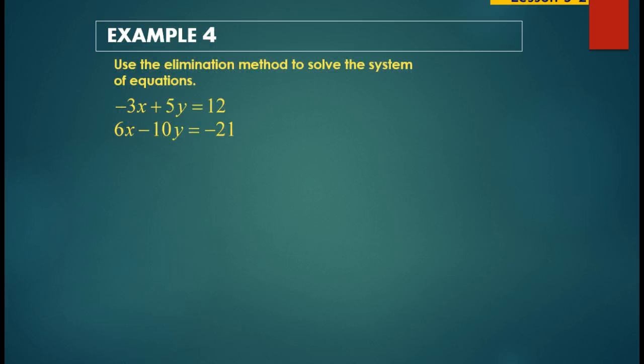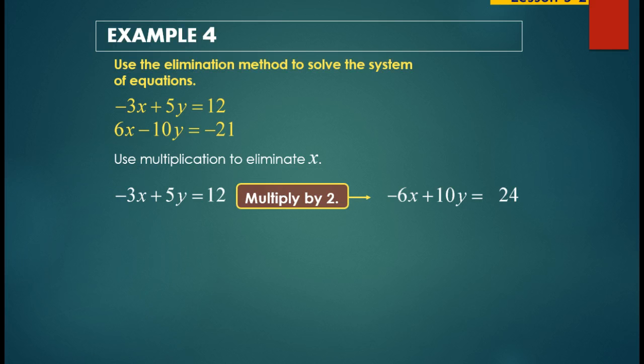Alright, I'm going to run through one more of those because I want to show you sometimes we get kind of a funny answer. Let's compare these two. We got a -3 and a 6, and a 5 and a -10. So we have to decide, are we going to multiply through here or through here? Well, let's look. If I multiply the first equation by 2, you will notice that I get -6x plus 10y equals 24. This equation will easily cancel with this one.